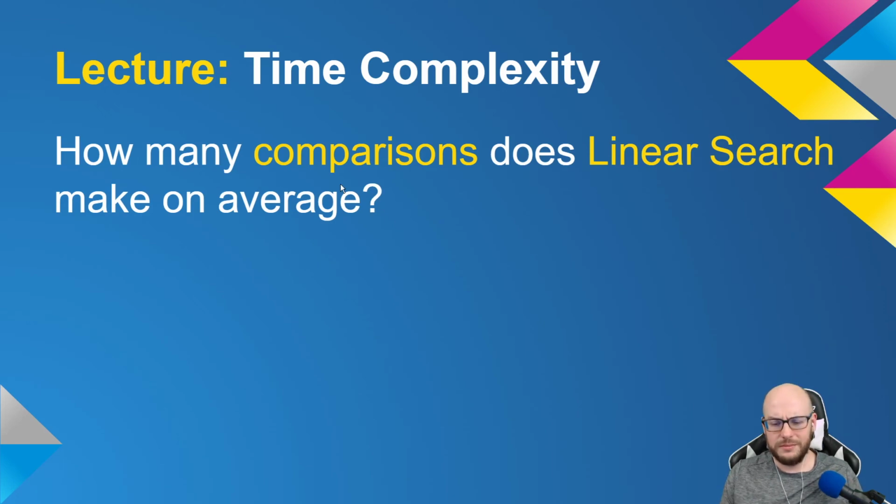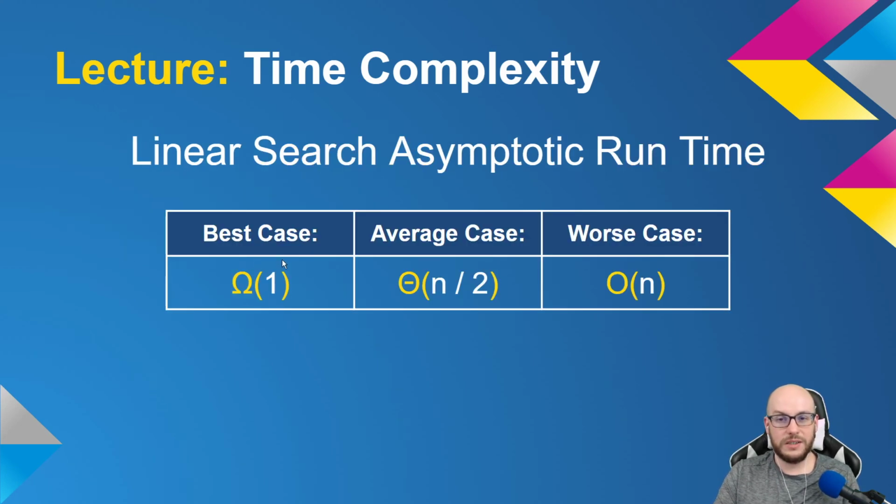So with that in mind, how many comparisons does linear search make on average? On average, it should be, if the best case is at the very beginning and the worst case is at the very end, on average, it's somewhere in the middle. On average, we're going to do half of the array, right? If n is the number of elements, I'm going to look through about half of them on average in order to find my element. So here are our asymptotic runtimes for linear search laid out, right?